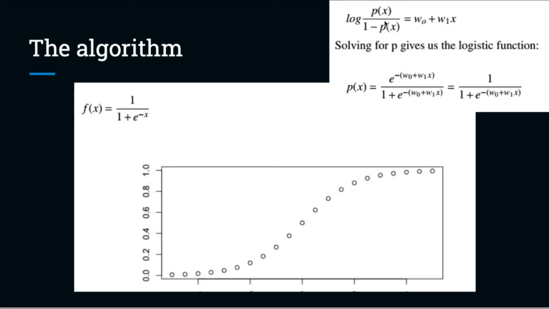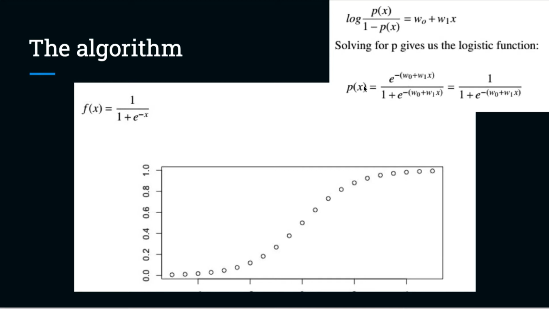This first equation is showing us how the log odds, the log of the odds, is a linear combination of our inputs. Here we only have one predictor and its weight plus the bias, which we're now calling W0 instead of B.